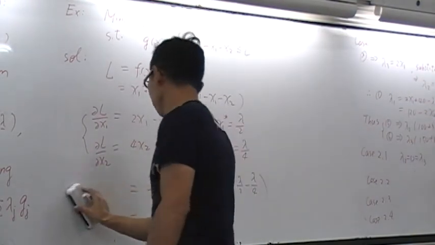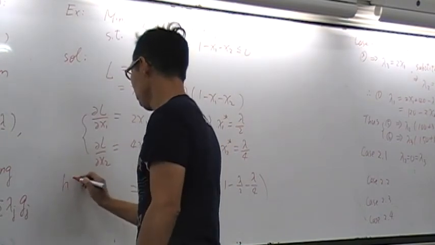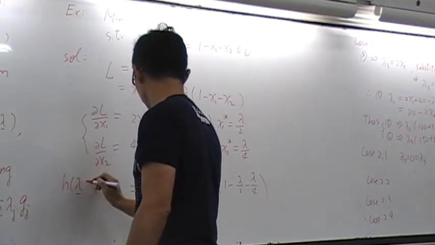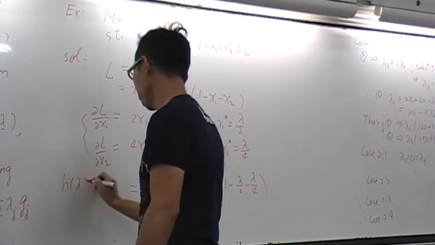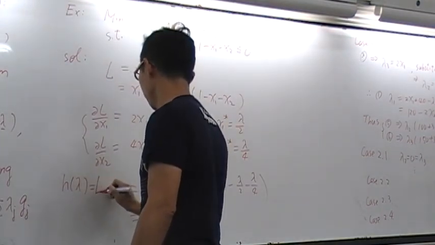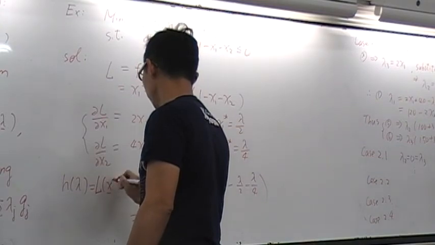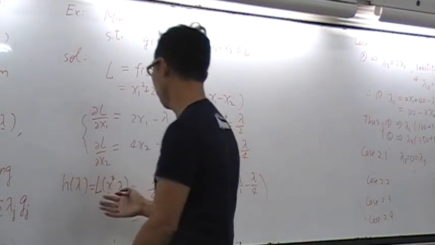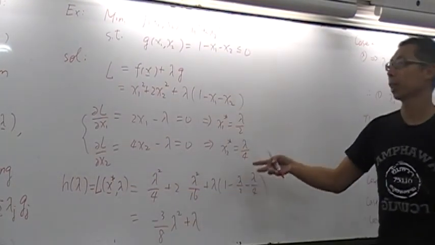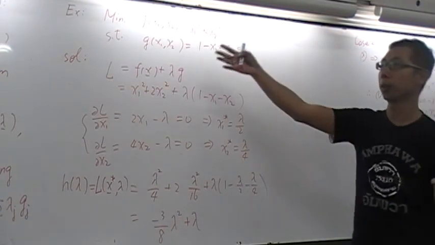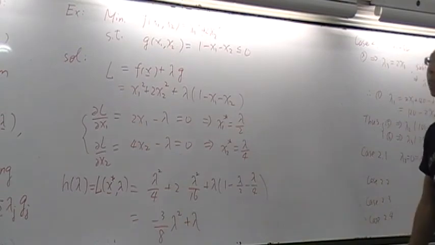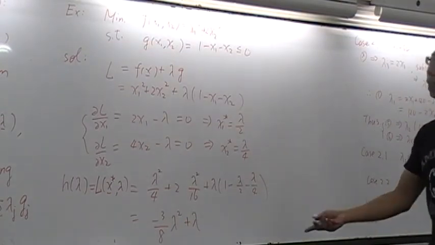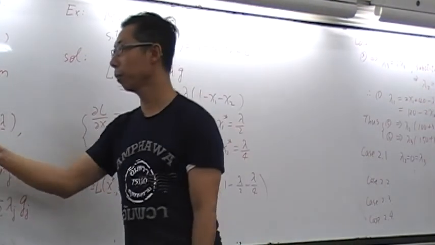Now, right now there's only one constraint. So h of lambda equals L of x star of lambda. So this is what I mean: we take the x1 and x2 we just obtained and plug them into the original L, and get a function of lambda. And then what do we do? Then we just want to maximize h of lambda.